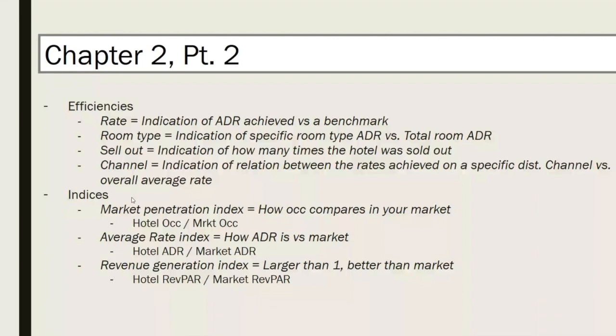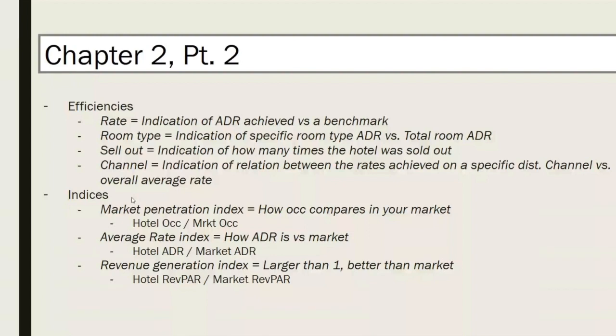We have the market penetration index, which looks at how your occupancy compares to the market, or to a certain number of competitors. This is achieved by taking your hotel occupancy and dividing it by the market. If your market penetration index is above 1, your hotel occupancy on average is greater than that of the market. If it is below 1, the market occupancy average is greater than yours. The same is said for average rate index and revenue generation index.